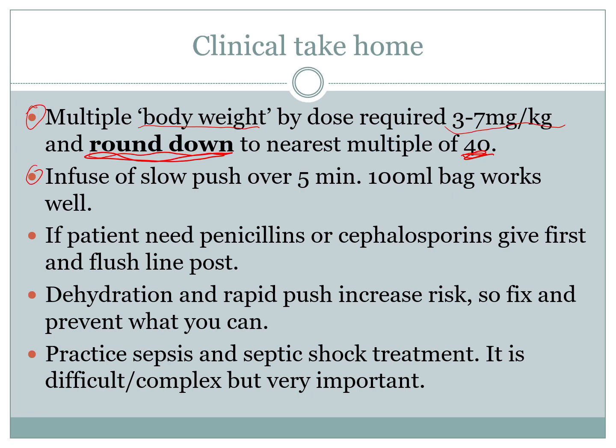Okay. Now, as mentioned before, if they need a penicillin or a cephalosporin, you give that first, especially in sepsis. You want to give it quickly. You want to flush the line, and then you want to start with your gentamicin. If someone is dehydrated and you couple that with a rapid push, it will increase the risk of ototoxicity. And remember, 66% of patients already had high frequency hearing loss and tinnitus. It doesn't take much to tip them into permanent hearing loss or vestibulocochlear impairment as well.